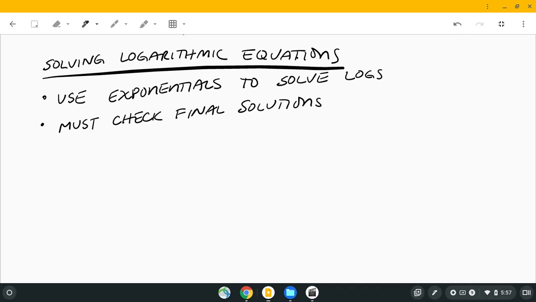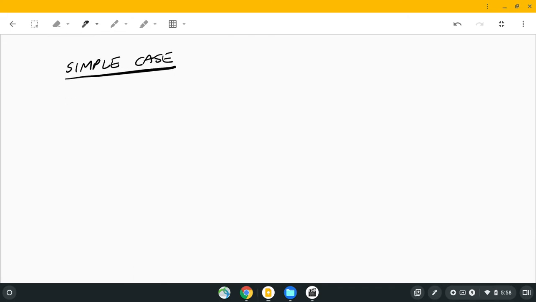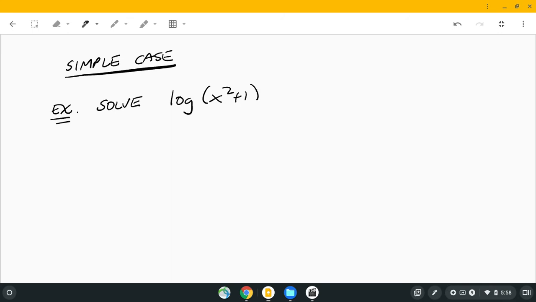All right, so let's go ahead and take a look at the simple case. So just like with exponentials, you had a very simple case. It was very intuitive. If the bases match, then the exponents must match. So same here. Suppose that you have to solve this: log of x squared plus 1 equals log of 5.